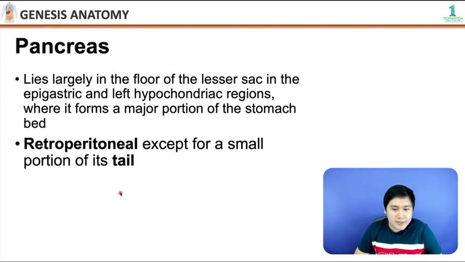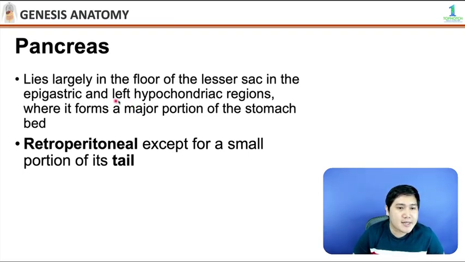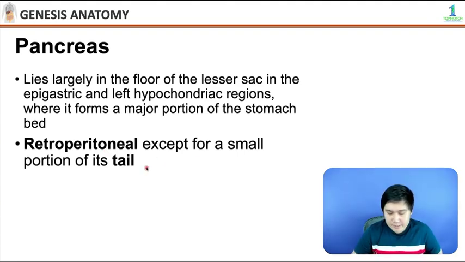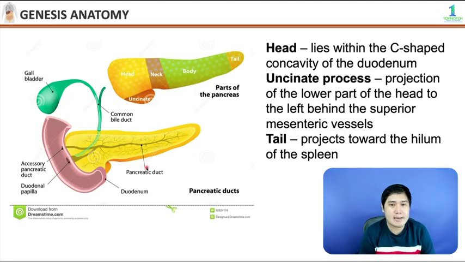So we're done with your liver and gallbladder. Let's go to the pancreas. Your pancreas lies largely in the floor of the lesser sac, in the epigastric and left hypochondriac regions, and it forms a part of your stomach bed. It is mainly retroperitoneal except for its tail.